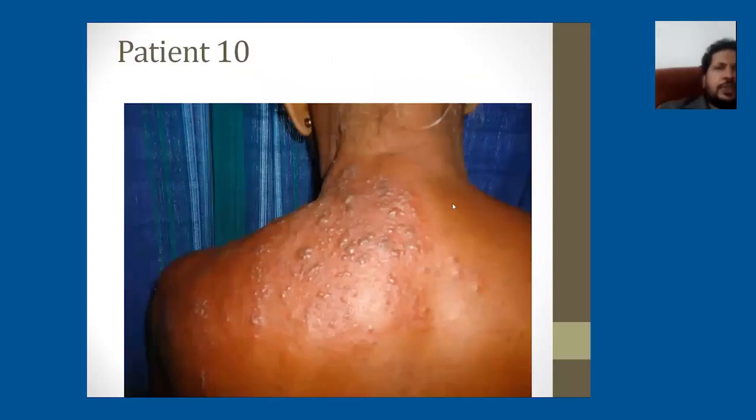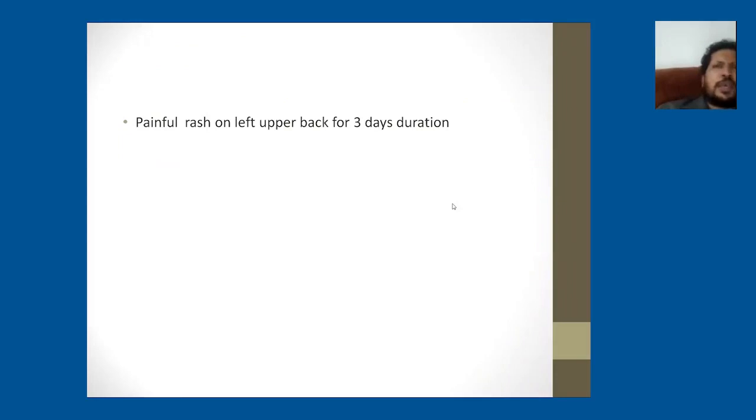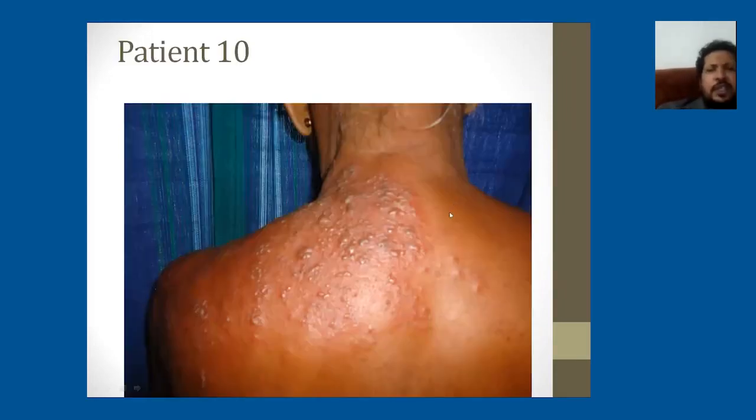So next patient, I don't think this is a child, but even in children, the presentation is very similar. It's a painful rash on the upper back for 3 days duration. If you look carefully, it's more or less restricted to one side. It's a unilateral rash, isn't it? And you can see clustered blisters, or as we call it in dermatology, zosteriform or agminate, where you get grouped or clustered blisters.